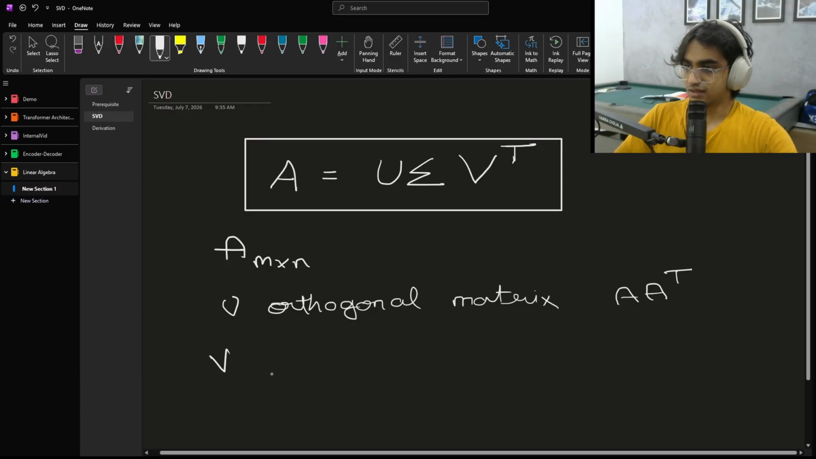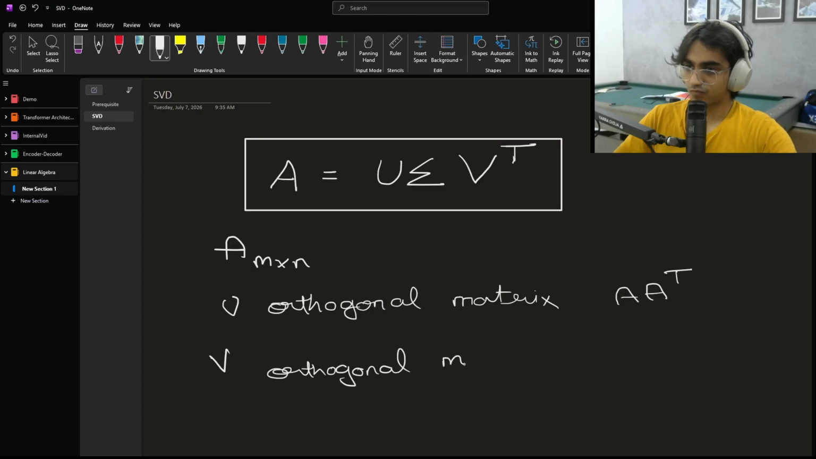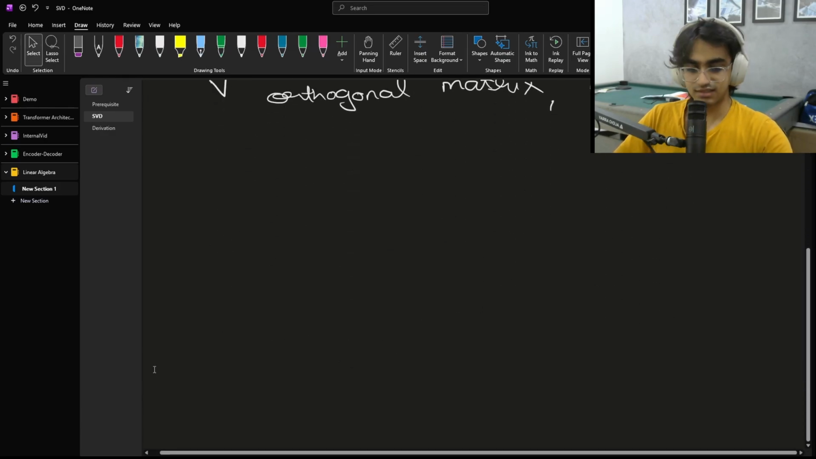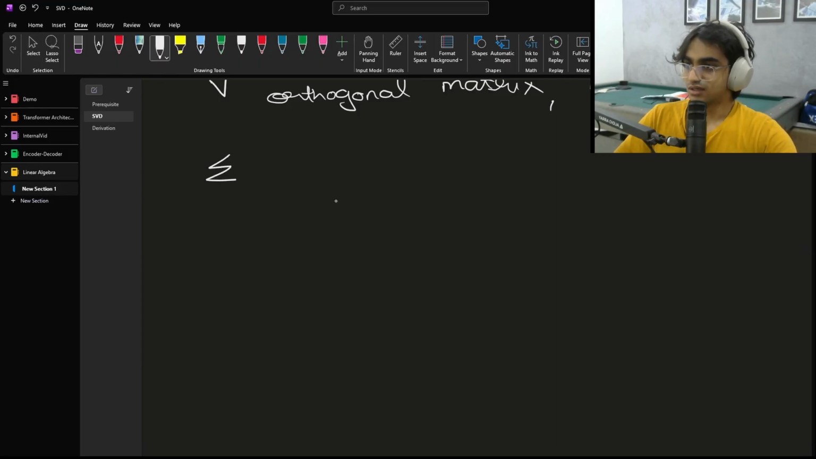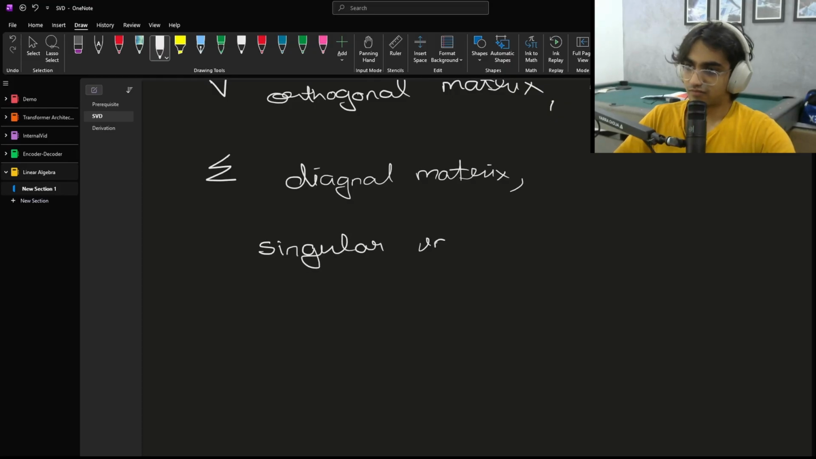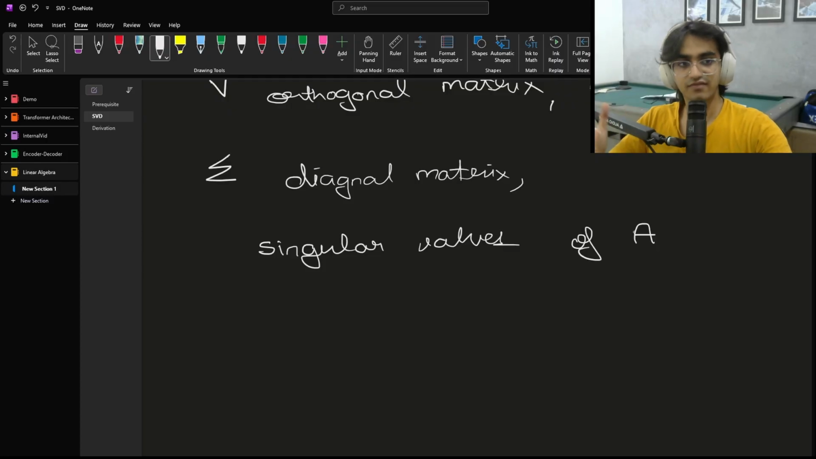V is also an orthogonal matrix, and it comprises the eigenvectors of the matrix A transpose A. And sigma is a diagonal matrix comprising the singular values of A. What are the singular values of A?